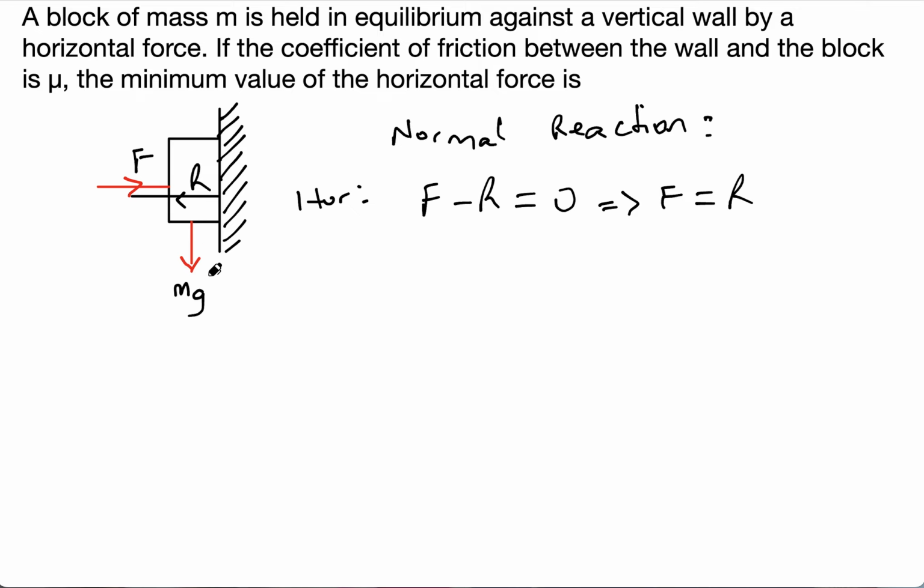Now let's look at the second case. We have the weight of the object acting downward. And if this system is in equilibrium, that means that there is a form of frictional force going up like this. Let me call that F subscript R. Why did I say that the frictional force is going up?